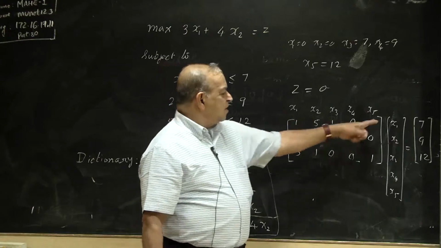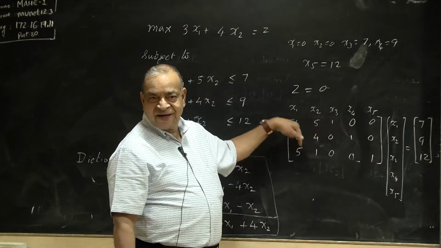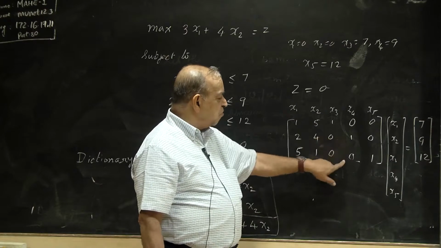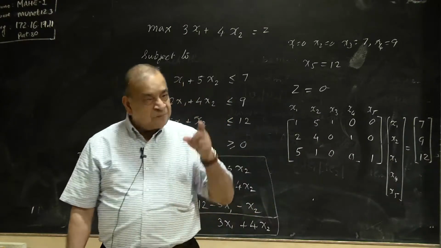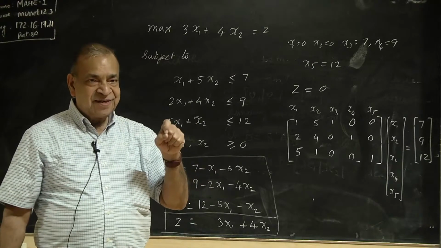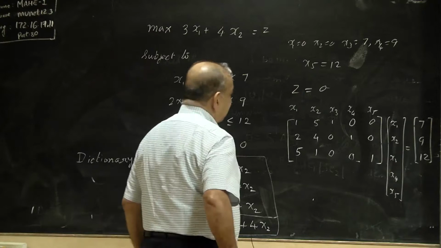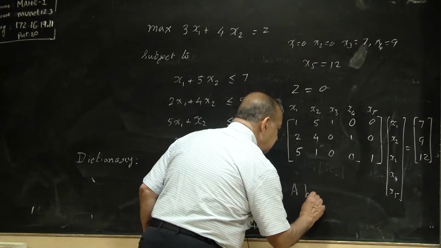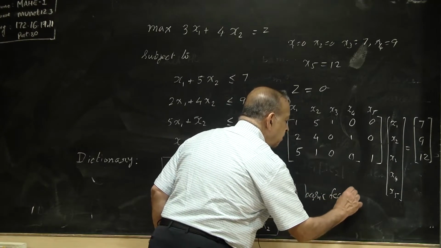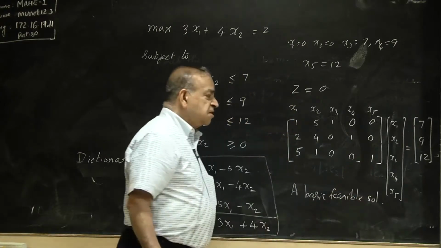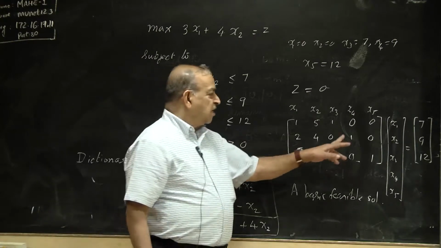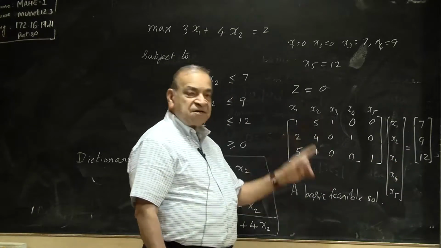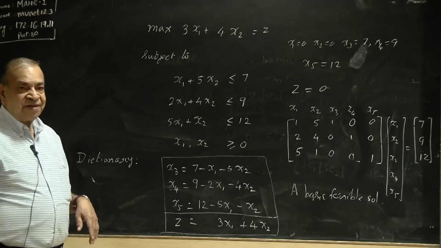So, in a sense, these variables are associated with the columns. x3, x4, x5 are associated with the columns 1, 0, 0, 0, 1, 0, 0, 0, 1, and they constitute a basis for the 3-tuples. Agree? They constitute a basis for the 3-tuples, and then you call this a basic solution, a basic feasible solution. What is the basic feasible solution? Giving x3 equal to 7, x4 equal to 9, and x5 equal to 12, and the other things at 0 is a basic feasible solution. You follow? Okay.